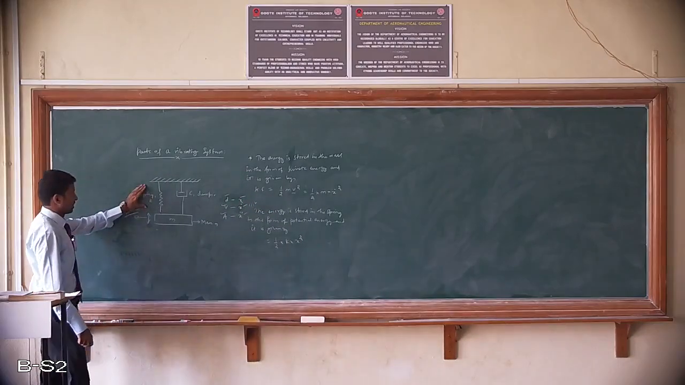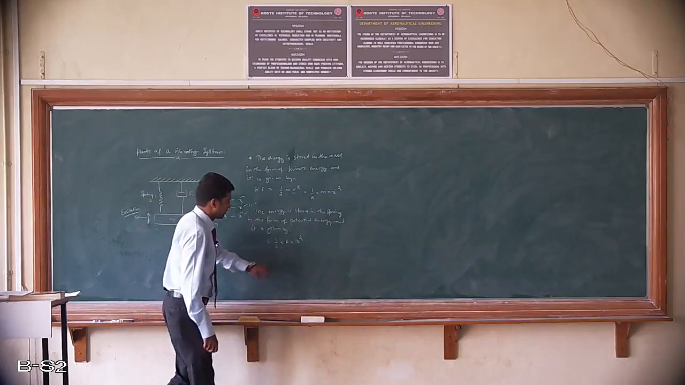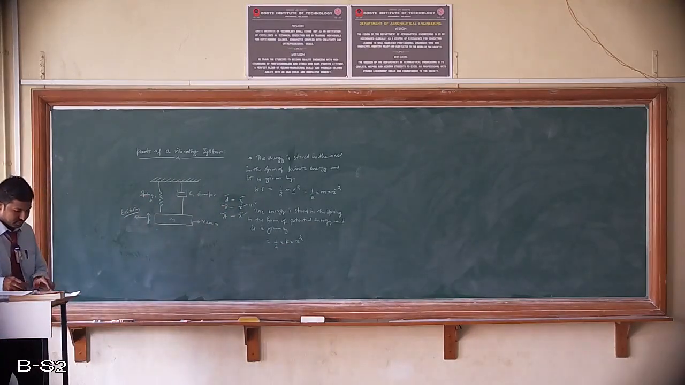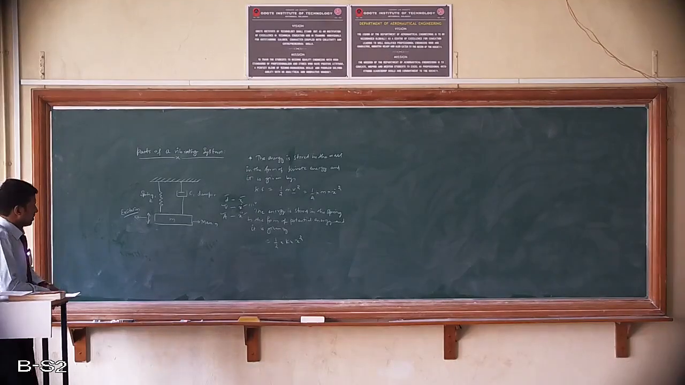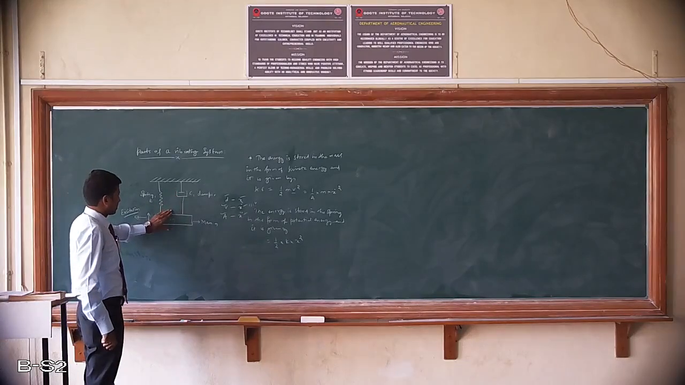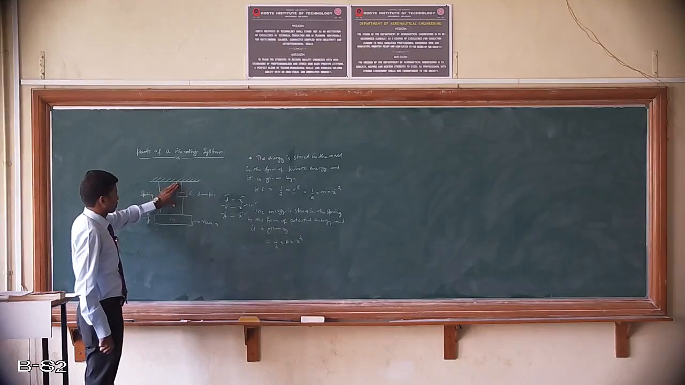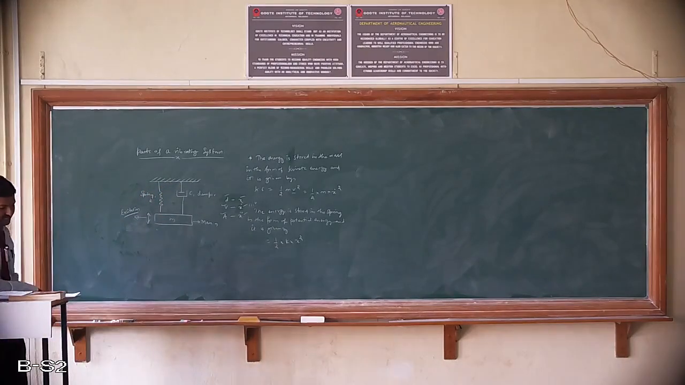Similarly, in the spring, the energy is stored in the form of potential energy, and it is given by half into k into x square. In the damper, the energy is dissipated in the form of heat energy. So here, in the mass, the energy is stored in the form of kinetic energy. In the spring, it is the potential energy. But in case of damper, the energy is dissipated in the form of heat energy.